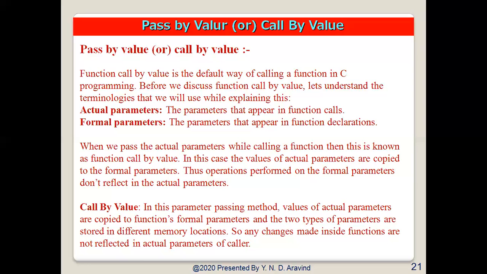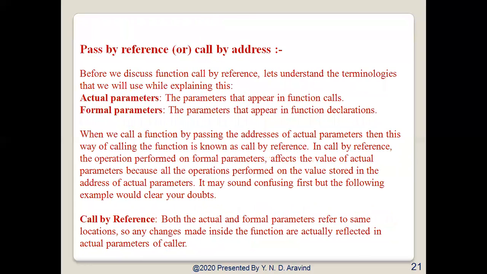So in call by value, the values of the actual parameters are copied to the function's formal parameters, and the two types of parameters are stored in different memory locations. As I said, whenever we call a function, a separate frame is created, so they have separate memory locations. Any changes made inside these functions are not going to reflect in the actual parameters of the caller. This is what is called call by value.